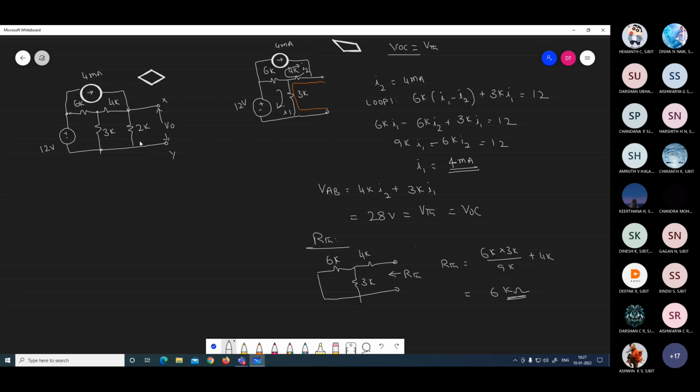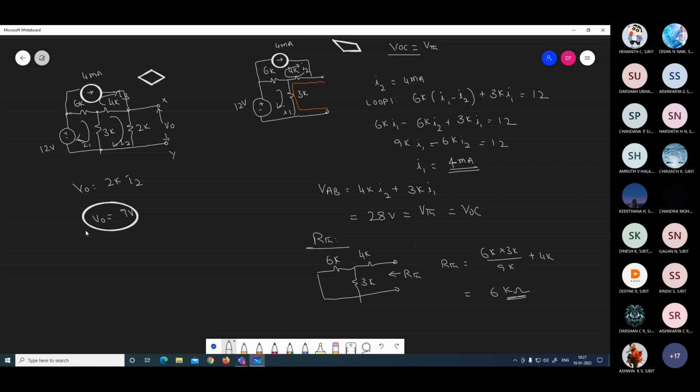You can find it by that method and verify. I'm telling another method here. Now the voltage across 2K here. Assume the loop current here. This is I1. This is another loop current, I2. And this is the loop current I3. Find out what is I2. Then V0 is equal to 2K into I2. That gives your 7 volt. This is V0, right?